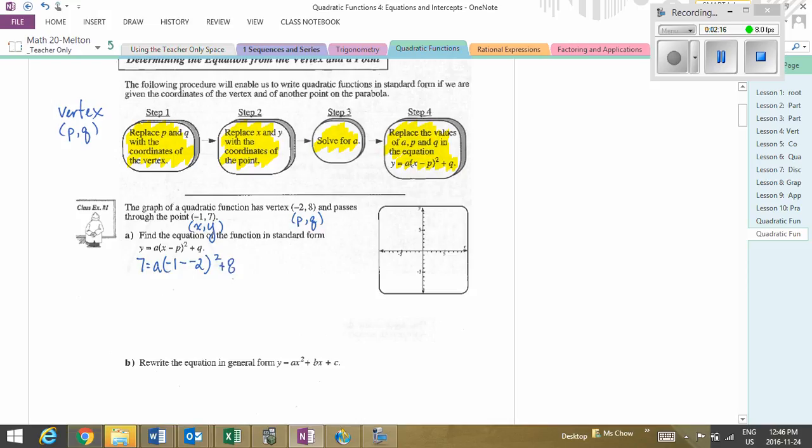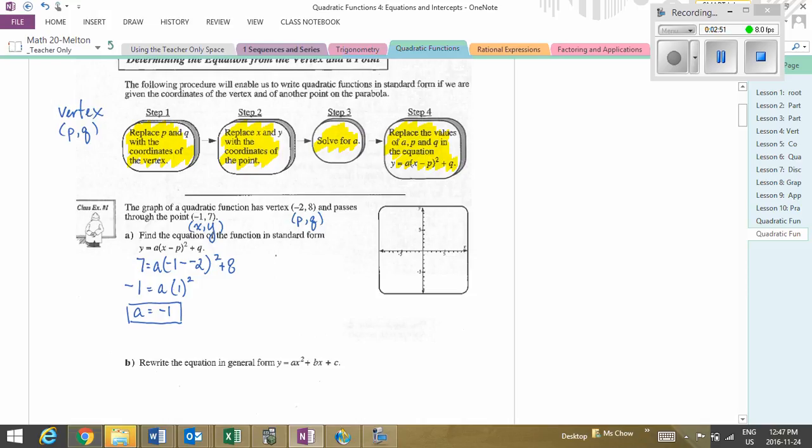So let's clean this all up then. I can move the 8 over, so subtracting 8 from each side, so -1 is equal to a, and then -1 minus -2 is the same as -1 plus 2, which is 1, of course. 1 squared is just 1, so then a is equal to -1.